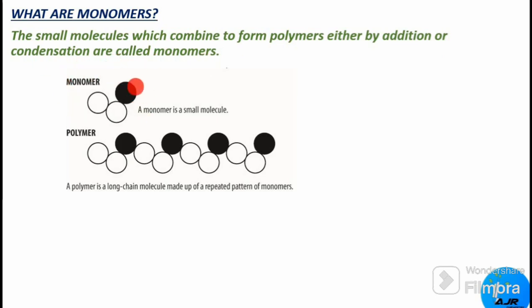So this is a monomer. A monomer is a small molecule, and it combines repeatedly. See here, this is a monomer. Many monomers, n number of monomers, combine repeatedly to form a long chain called a polymer. So a polymer is a long chain molecule made up of a repeated pattern of monomers. Can you understand? Now I shall give some examples of monomers.